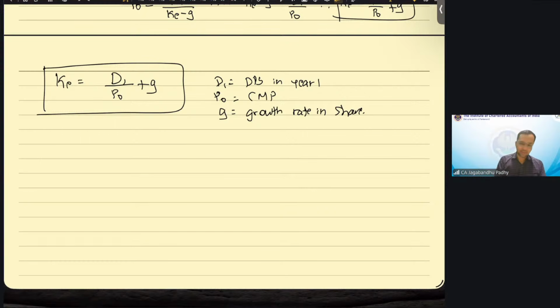It's quite obvious I can get the next year expected dividend, and I can get the current market price from observation. But how do I know the growth rate that I expect? The growth rate in dividend that is expected. How do we get that number? Can anyone guess?